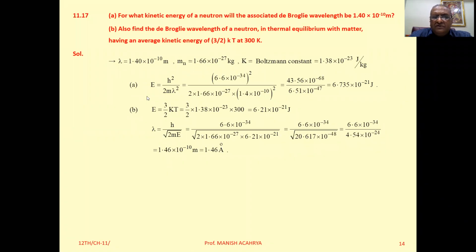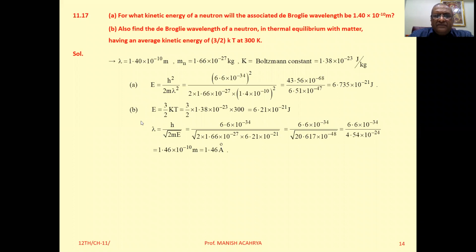Now first we have to calculate the energy for which lambda is this one, meaning the equation of energy, that is h square upon 2m lambda square. Now substitute the values of h, then mass of neutron, and then lambda. Then solve it, you will get the answer.